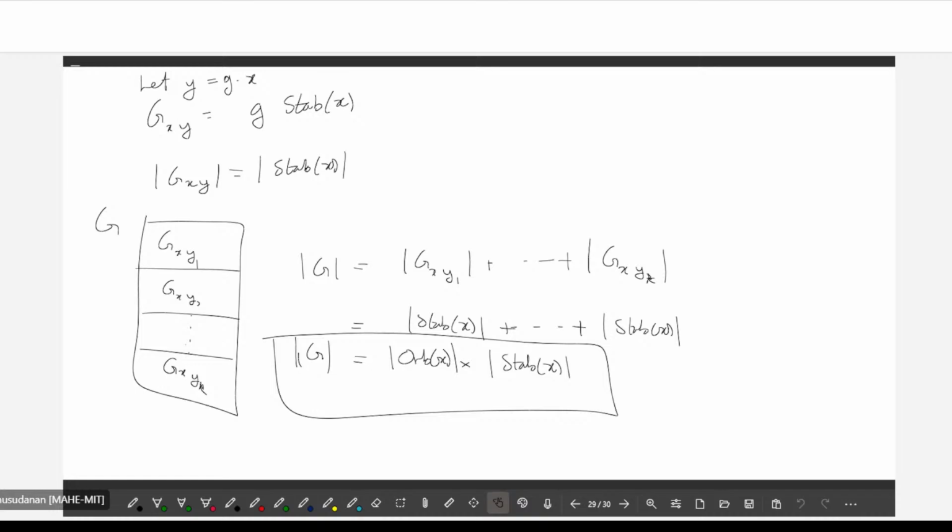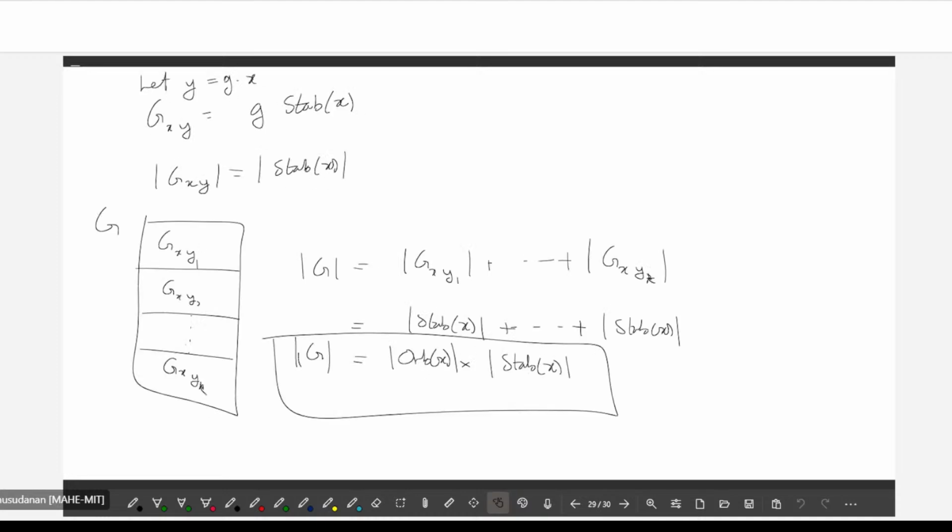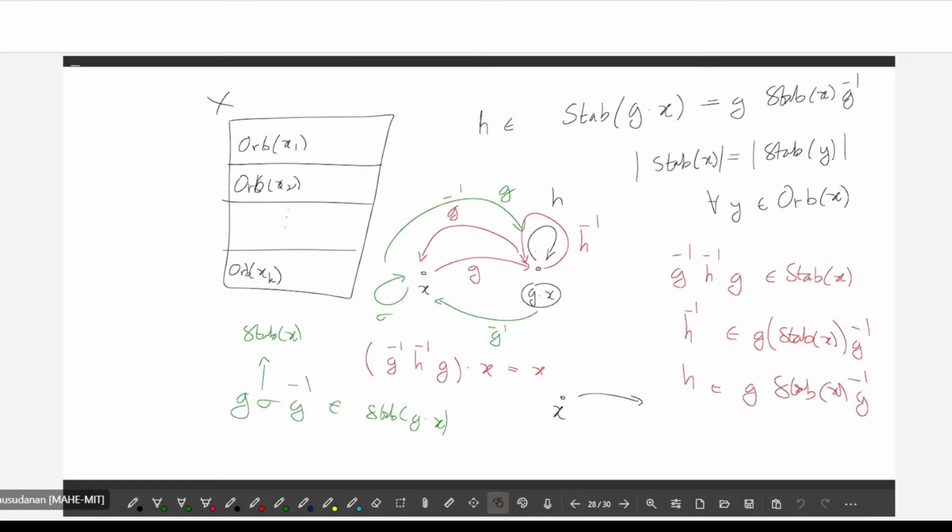So the order of G is always equal to the length of the orbit of x, that is the size of the set Orb(x), multiplied by the order of the stabilizer, because the stabilizer is a subgroup. Just a side remark: when will the stabilizer be a normal subgroup?